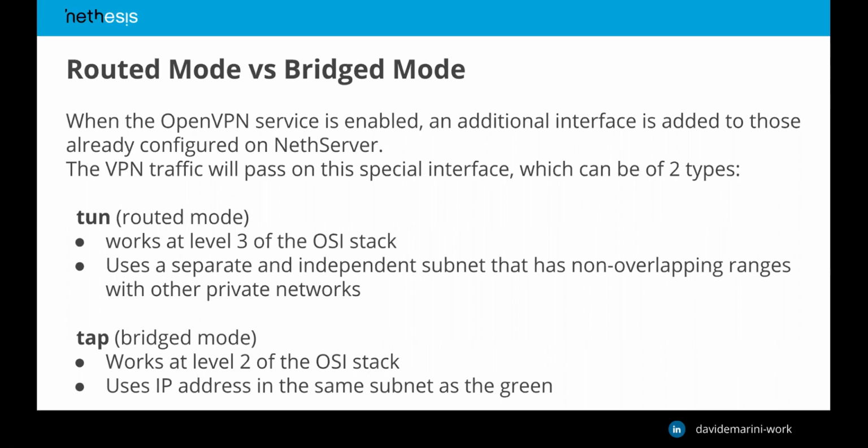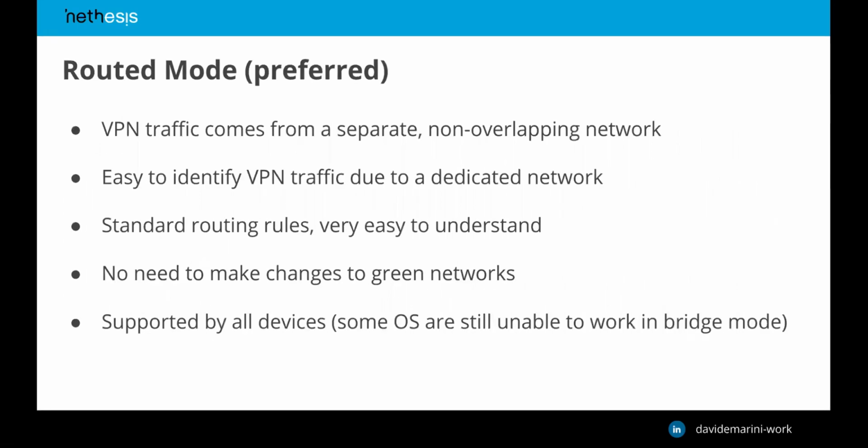The second type of interface is tap, and it is used in bridged mode. The bridged mode works at level 2 of the OSI stack. The physical interface and the OpenVPN interface will be bridged and they will share the same subnet. But what are the main differences between routed and bridged mode in real life?